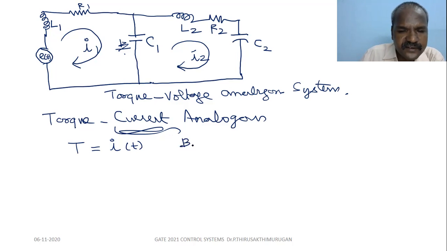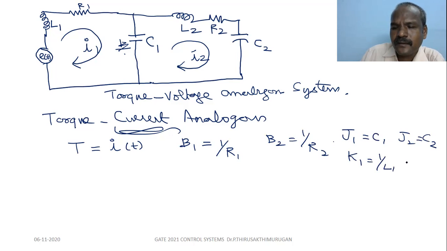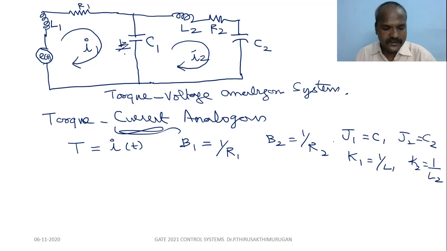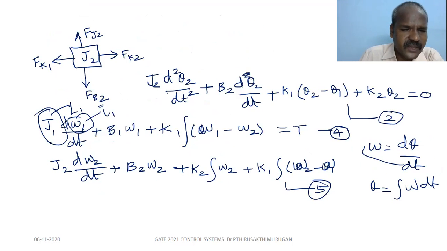Here, the friction dashpot B1 equals 1 by R1, B2 equals 1 by R2. J1 equals C1, J2 equals C2, K1 equals 1 by L1, K2 equals 1 by L2. Now, just replace these in the two equations, very simple. So J1 is C1, B1 is 1 by R1, K1 is 1 by L1.